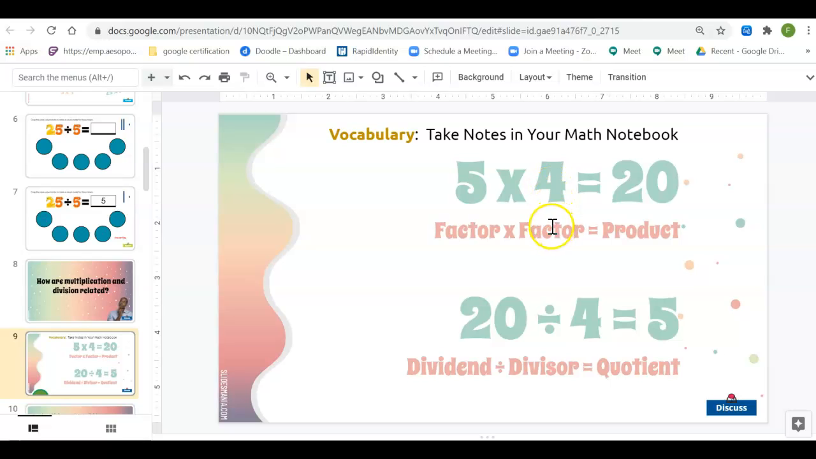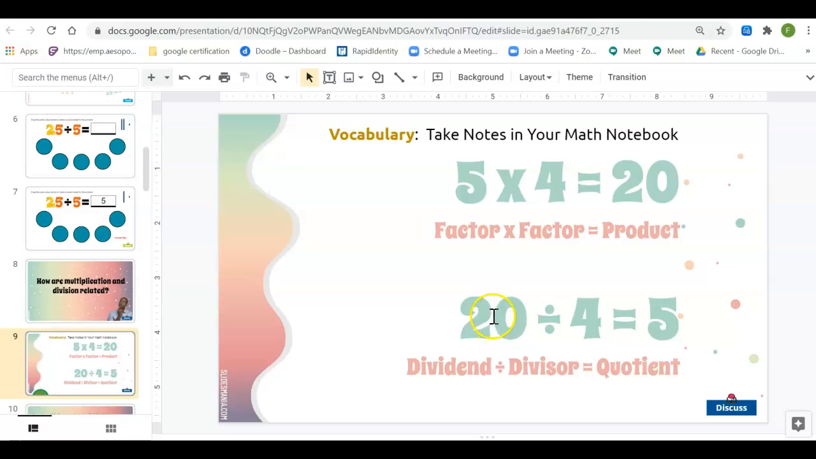And we studied factors and multiples earlier in the year. So this is kind of like a review for us, factors and multiples. And when you multiply those two, your actual answer is called a product. So the answer to a multiplication problem is a product. Okay, so you're going to write down the actual equation here, and I want you to write down the words below it: factor times factor equals product.